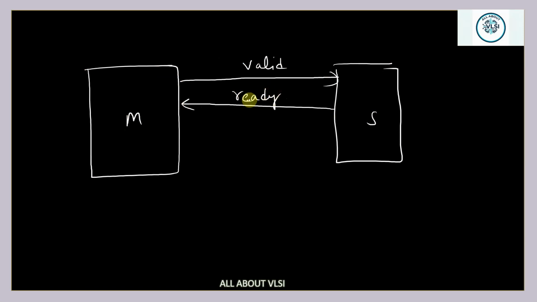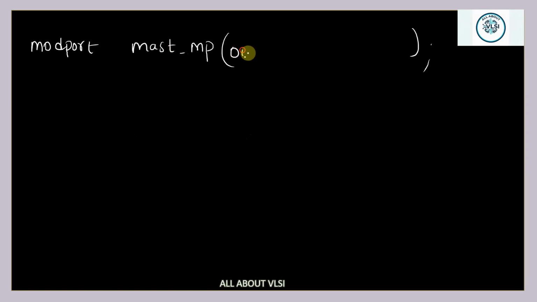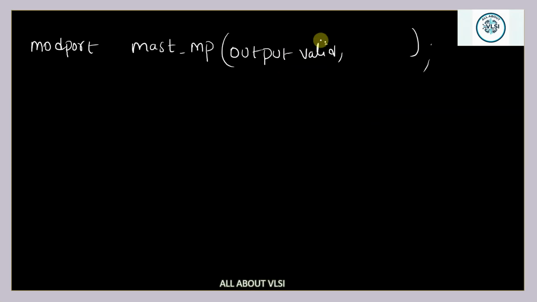Now I am going to write modports for master and for slave, in the interface itself. The modport name is master_mp, and here I'm going to give the directions. With respect to master, what is the direction of valid? It is output, so I write output valid. And with respect to my master, what is the direction of the ready signal? It is input, so I write input ready. This is how I'm going to give the directions.